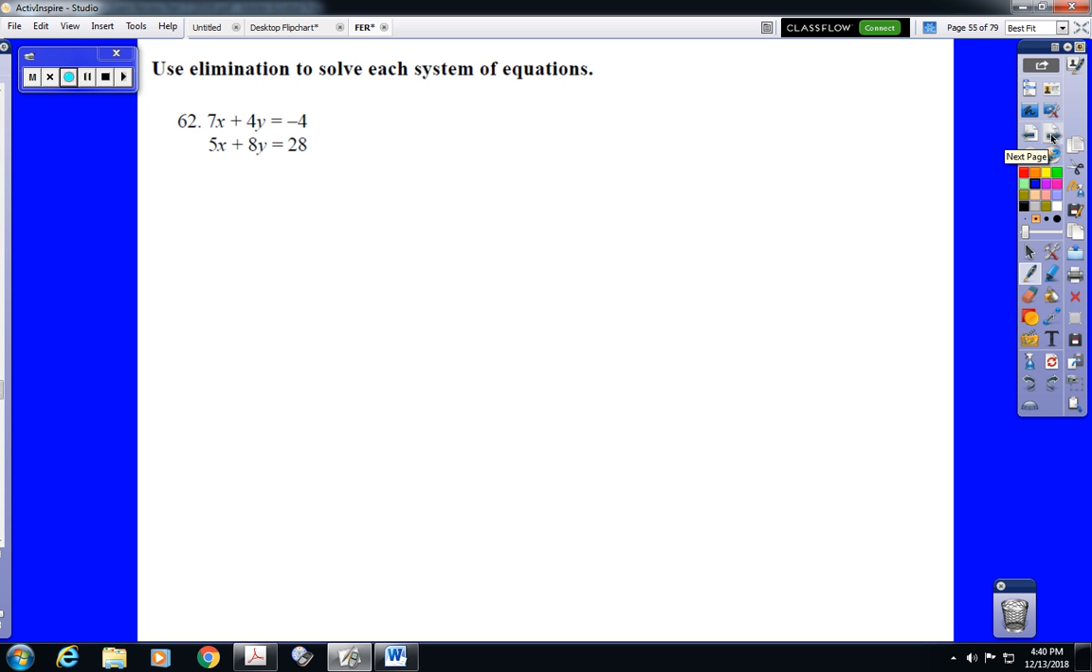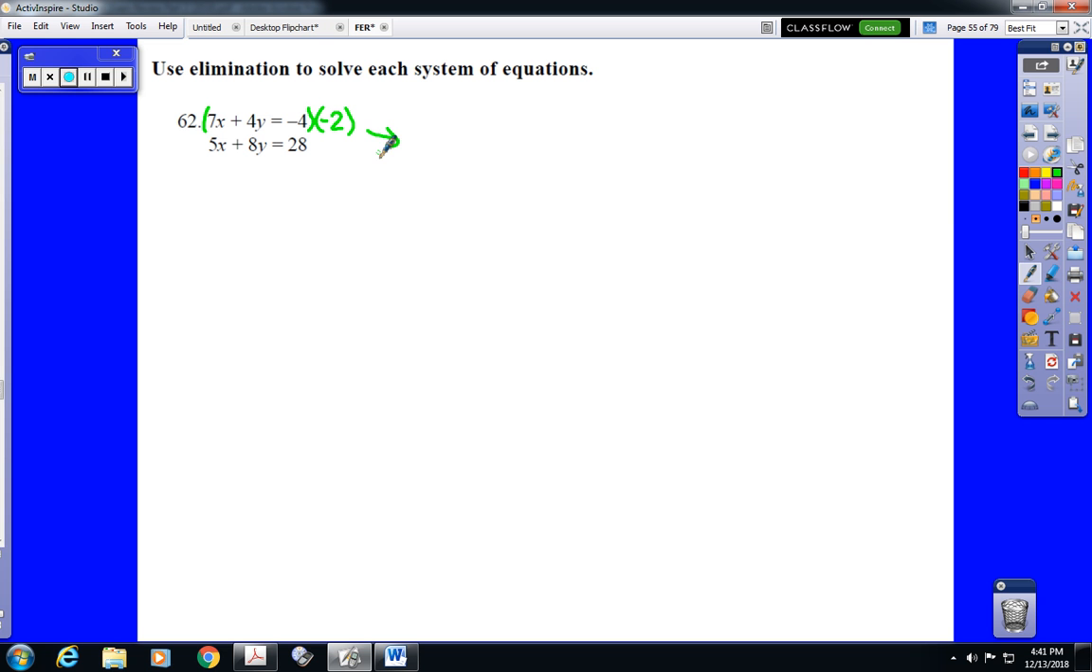Number 62 says use elimination again. All right, no problem. Again, when we're deciding, it doesn't really matter what variable we eliminate, but I would eliminate y again here, because when I'm looking at this, to get 7 and 5 to be the same number, I would have to multiply both equations. But to get 8 and 4 to be the same number, I only have to multiply the first equation. So I would multiply the first equation by negative 2. Everything there by negative 2.